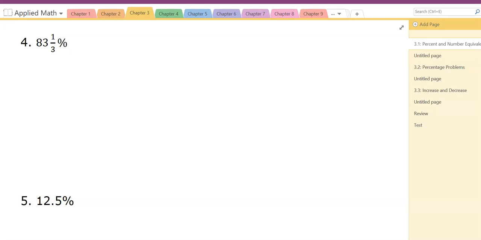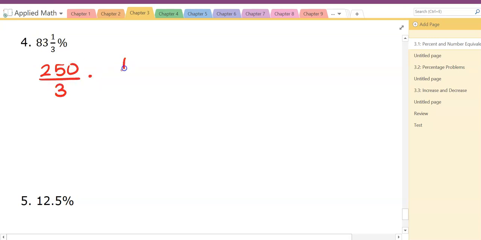Okay, for 83 1/3, 1/3 is 0.33333 repeating again. If you're multiplying by 1/100, if you're trying to divide by 100, it's just going to give you a decimal. And if you're not sure how to get it back to a fraction, what you can do is convert this 83 1/3 so that it's improper. So we would take 83 times 3 and add 1, and that would be 250 over 3.